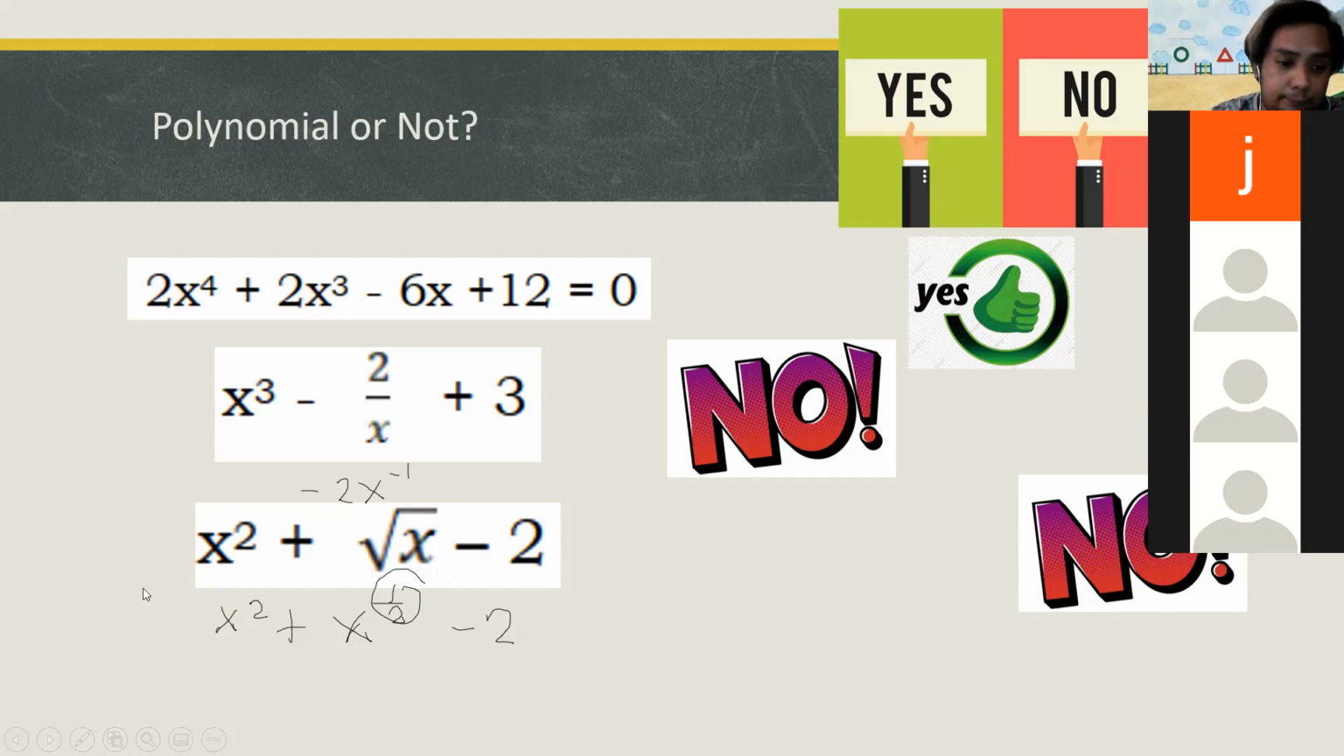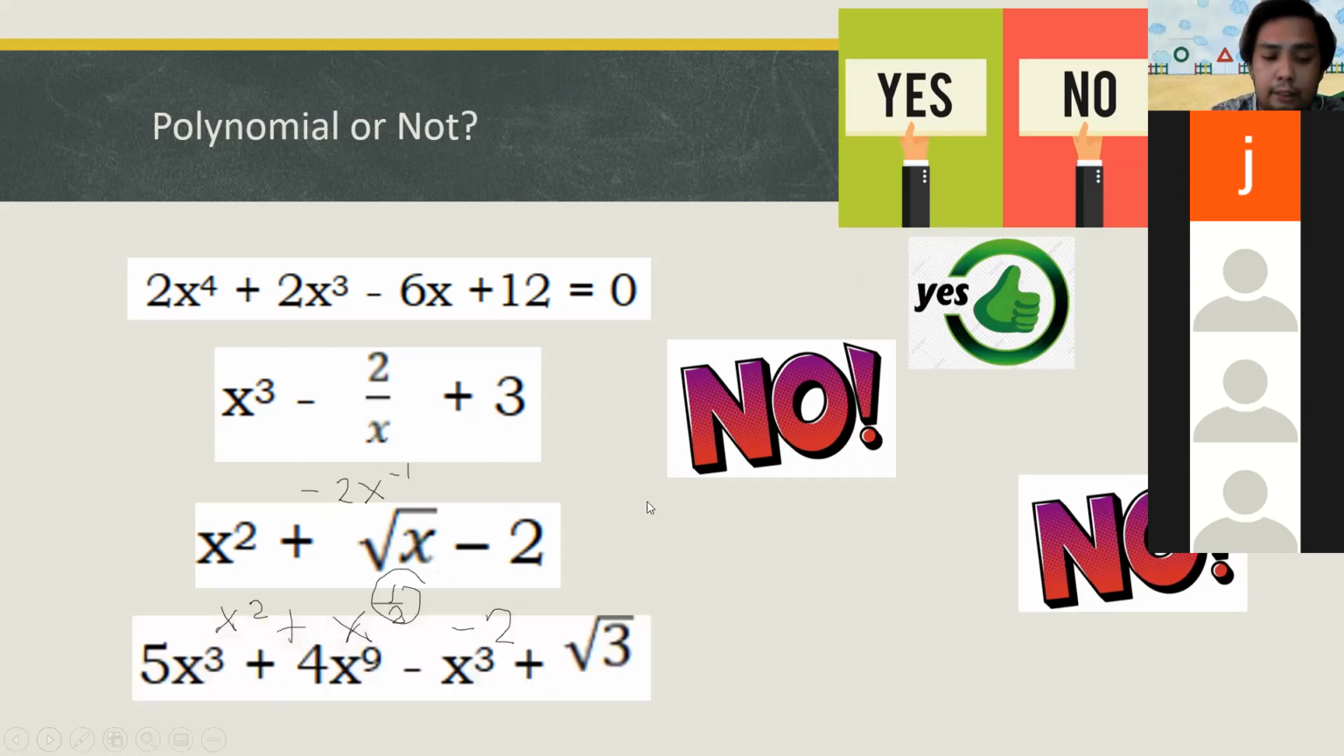Last one. Let's have the last one. How about this one? X cubed plus 4x raised to 9 minus x cubed plus the square root of 3.